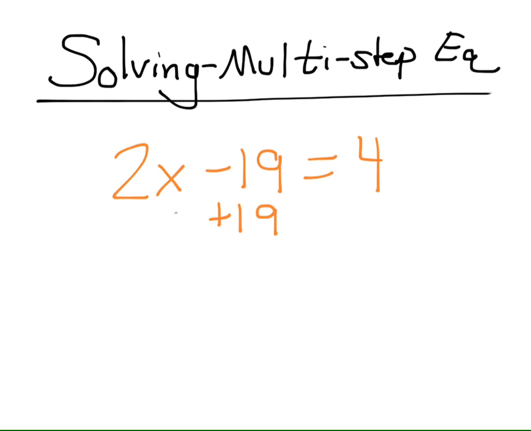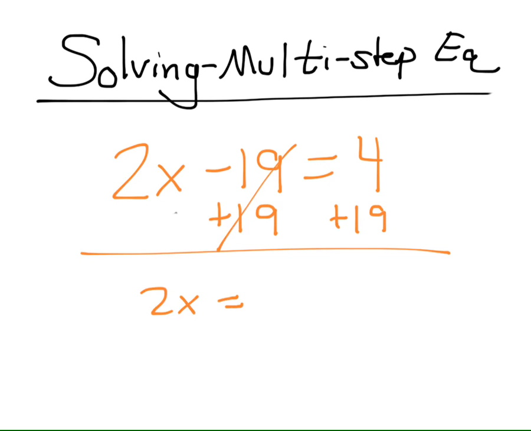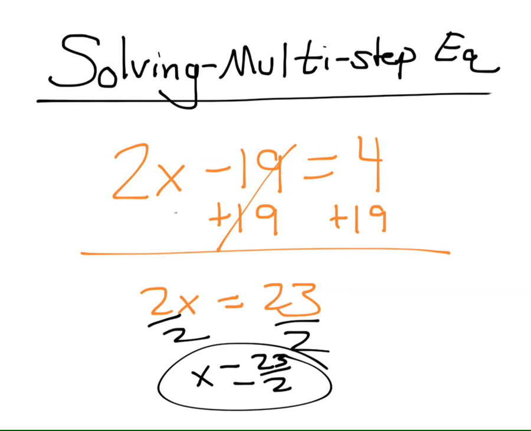Because if it was this problem, I would then add 19 to both sides. That would give me 2x. That goes away. Equals 23. And then I would divide both sides by 2. And that's a lot easier than what I would have done the other way. Does that make sense? So almost all the time we want to undo addition or subtraction first. Let's look at one. I'll have you try it and make sure we're on the same page.